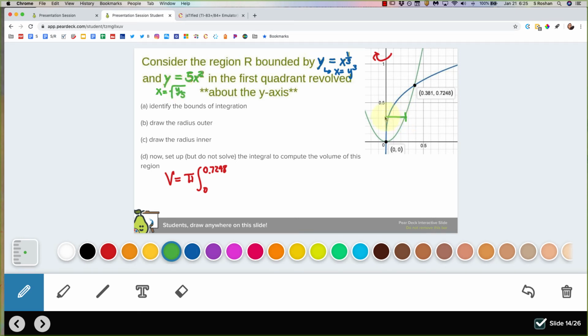And then our longer line is going to be this green line, so that's going to be our radius outer. That's root y over 5 minus 0, which is just root y over 5. And our radius inner is going to be this line right here, which is the shorter one: y cubed minus 0, which is just y cubed. And so our volume is going to be pi times the integral from 0 to that y bound, 0.7248, of radius outer, root y over 5, squared, minus radius inner squared, dy.